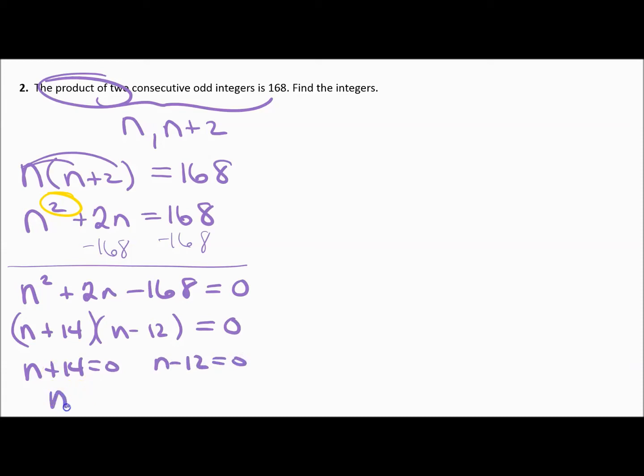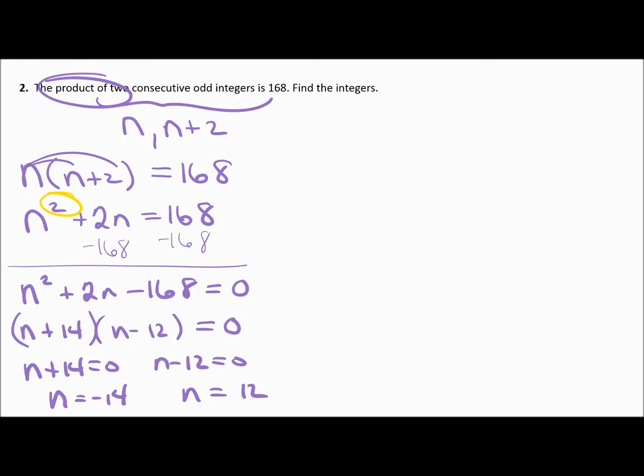I subtract the 14 over and I get negative 14. And I add the 12 over and I get 12, not 112. Excuse me. I get just plain old 12. Okay? Now, that's not my answer. My answer is not negative 14 and 12. One of my answers is negative 14 is the consecutive.